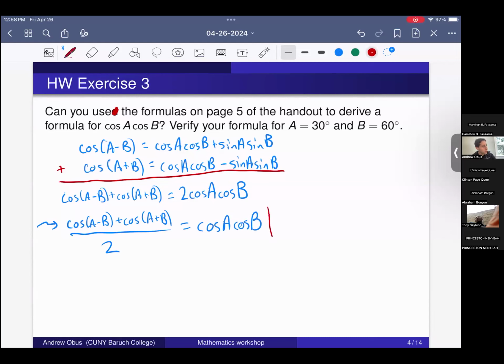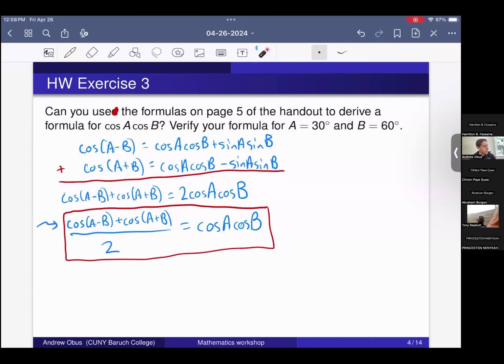Okay, so this is another formula that you can get for what you get when you multiply a cosine of A and a cosine B together. This is sometimes called the multiplication formula. So very good. Does anybody have any questions on how we did this? You just have to take these two identities, and adding them together is going to isolate the cosine A cosine B. And so then we can get this identity from that.